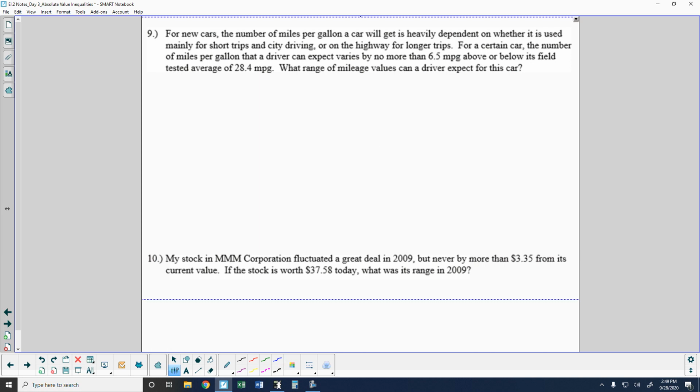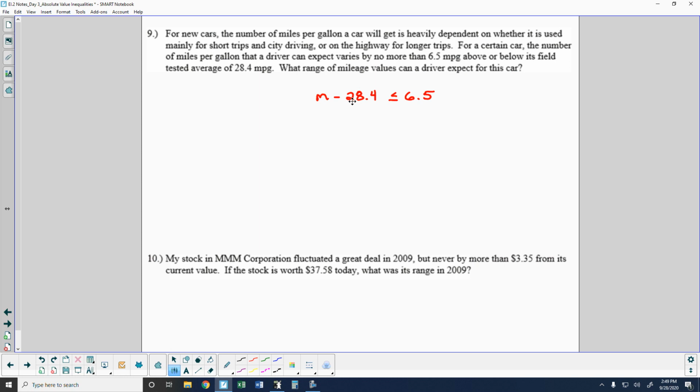If I wanted to know a range, basically what I can do to find that range is I can take any value for M, and this is something you probably did back in Algebra 1, and I can subtract the average. And that's going to give me a range. What we know is that the driver can expect this to vary by no more than 6.5 miles per gallon. So if it's going to be no more, that means this expression has to be less than or equal to 6.5 miles per gallon.